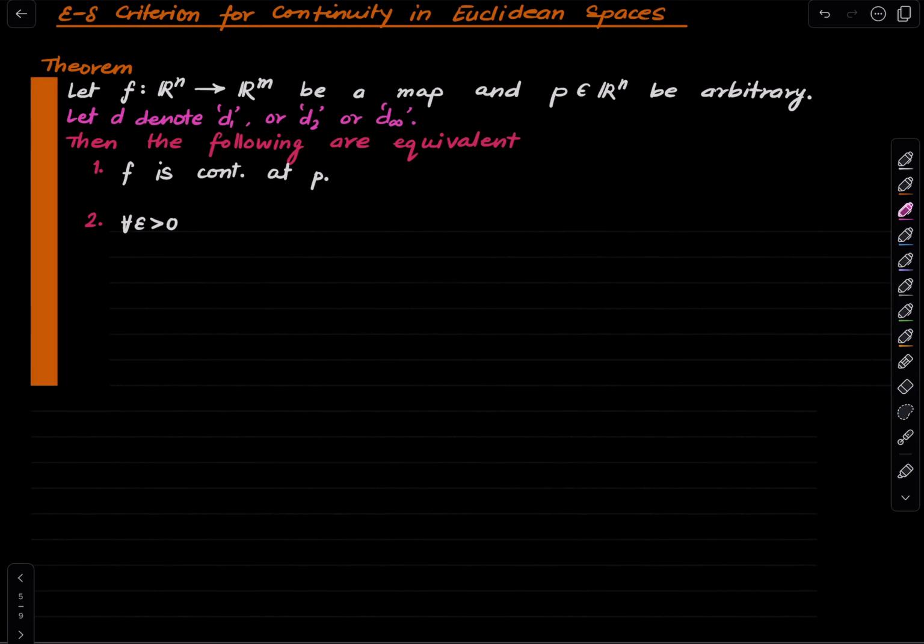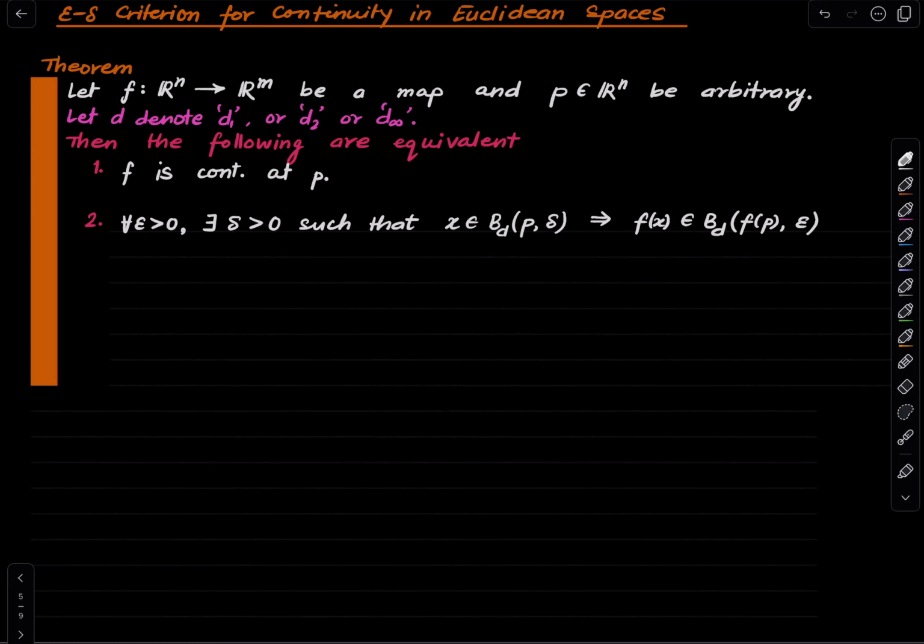So let D denote that, and then the following are equivalent. First is that f is continuous at P. The second is that for all epsilon greater than 0, there exists delta greater than 0 such that whenever we have x in this ball of radius delta around P, we have f of x is in this ball of radius epsilon around f(P).